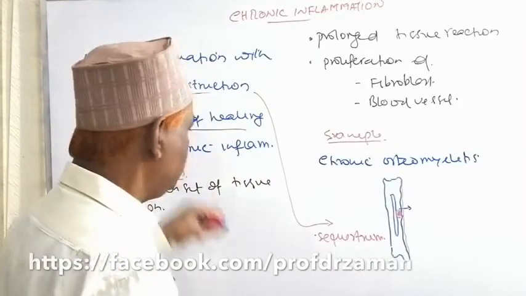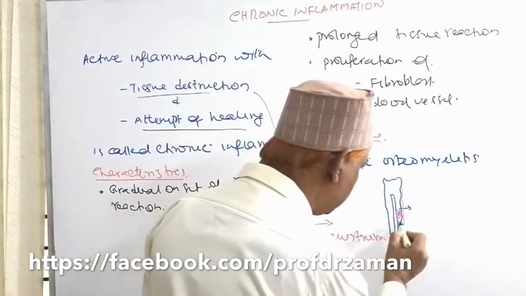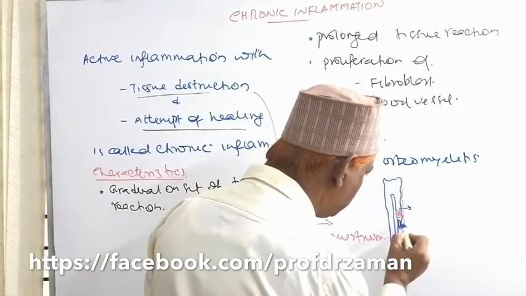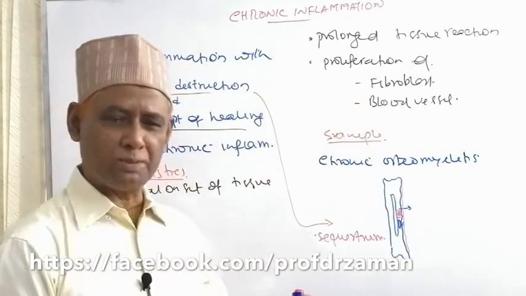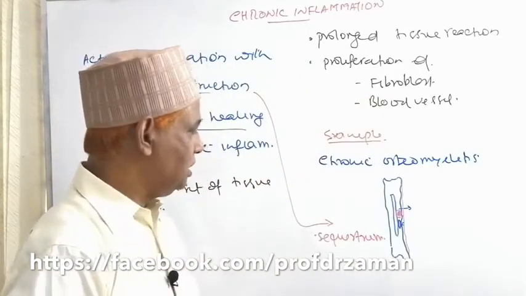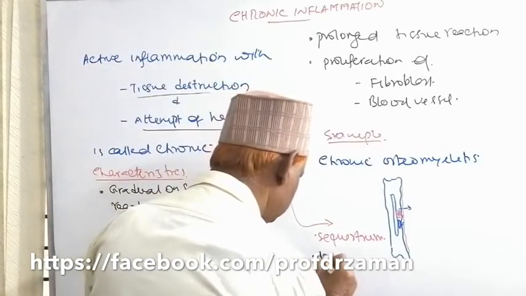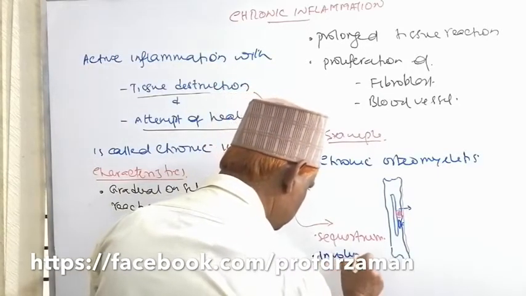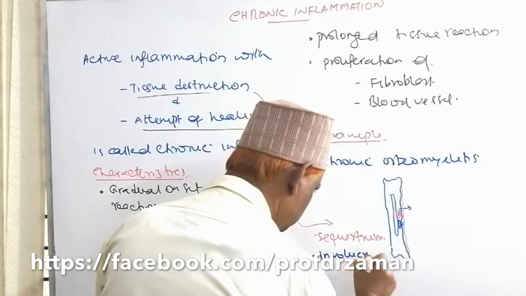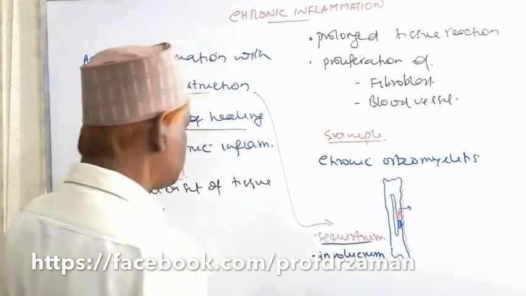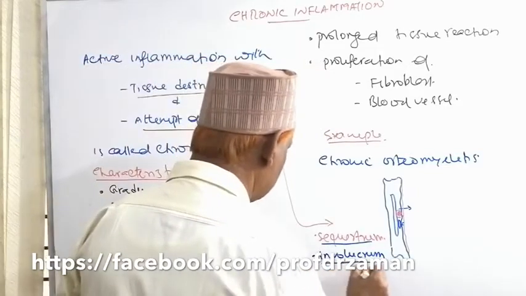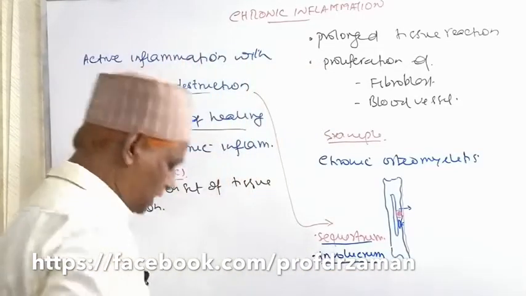Attempt of healing: there is formation of new bone here with the help of periosteum. So with the help of periosteum, a new bone is formed, and this is called involucrum. So sequestrum is the example of tissue destruction, and involucrum, new bone formation, is the example of attempt of healing.